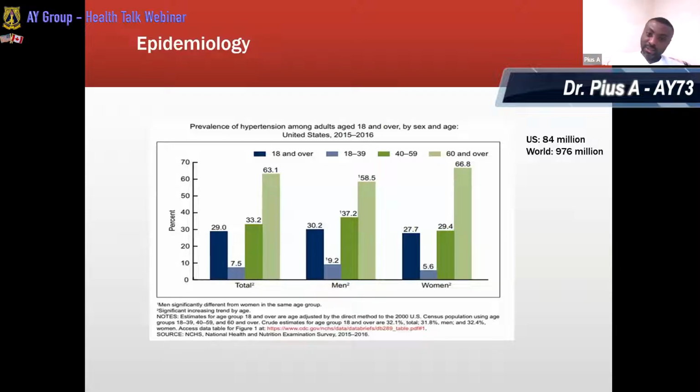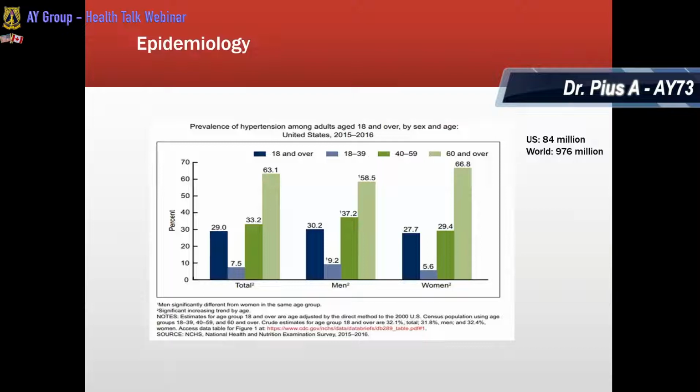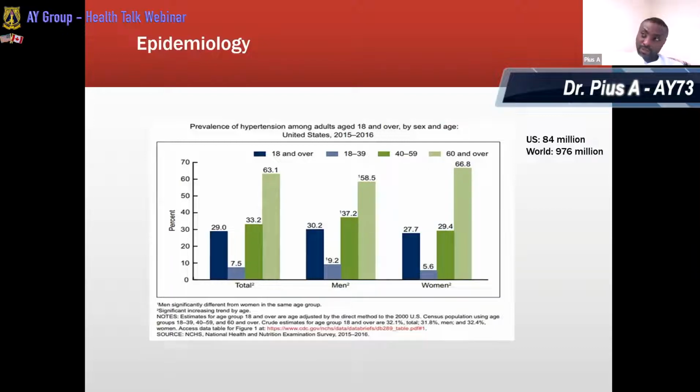If you look at the men's column, age 60 and over, they have the highest incidence. It's about 58 to 60%. Same as in women, age 60 and over, more likely to develop hypertension. So the more you age, the more likelihood that you could come up with a hypertensive state.